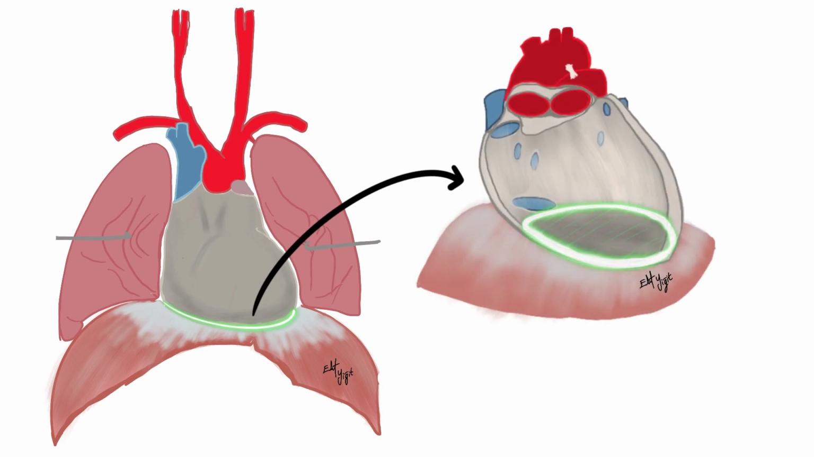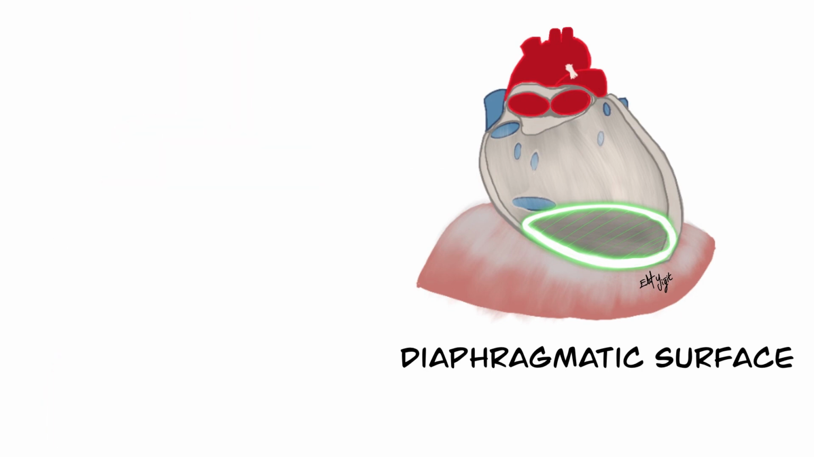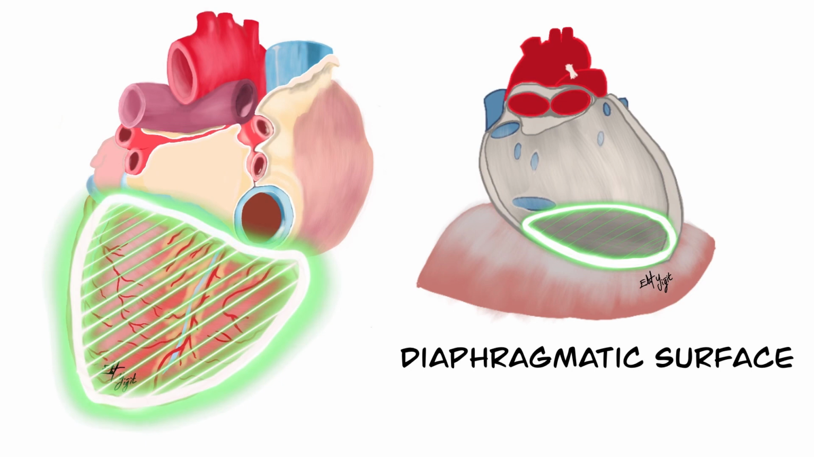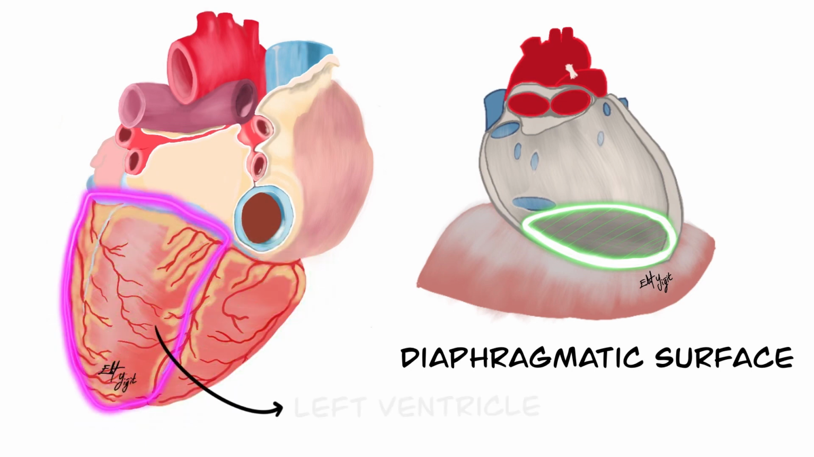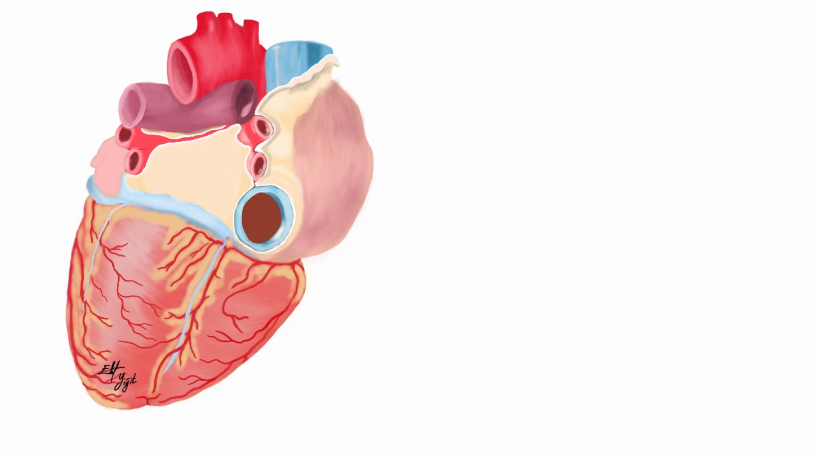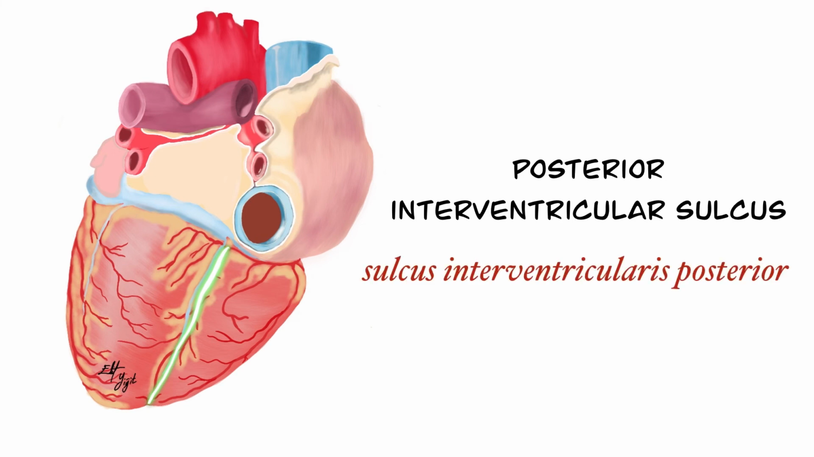This surface is called diaphragmatic surface or facies diaphragmatica or facies inferior. Most of the facies diaphragmatica is formed by left ventricle and the remaining parts by the right ventricle. On posterior surface, there is another groove between the right and left ventricles. Since this groove is located between two ventricles posteriorly, it is called posterior interventricular sulcus or sulcus interventricularis posterior.